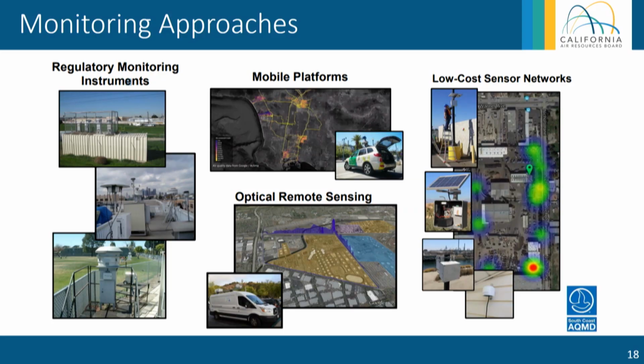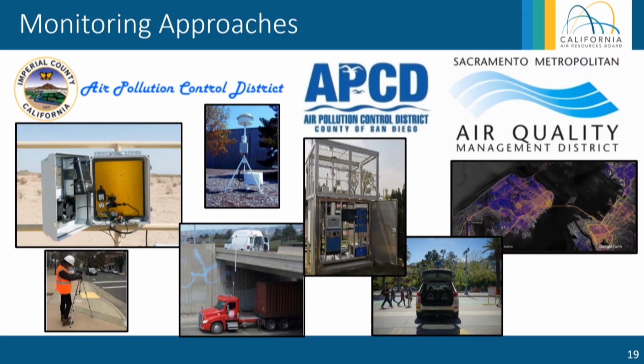Okay, so for the next few slides, I'll talk a little bit about what we've heard from the districts in broad terms. At South Coast, we've heard about regulatory monitoring instruments, mobile platforms, remote sensing, low-cost sensor networks. So basically a smattering of what we just talked about. And that holds true with Imperial, San Diego, Sacramento: mobile, low-cost sensors, even using license plate readers to track vehicles within a community. Are mobile sources a big issue?